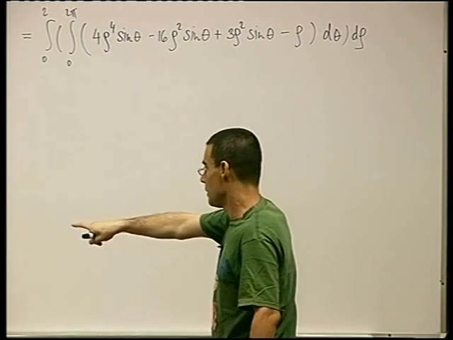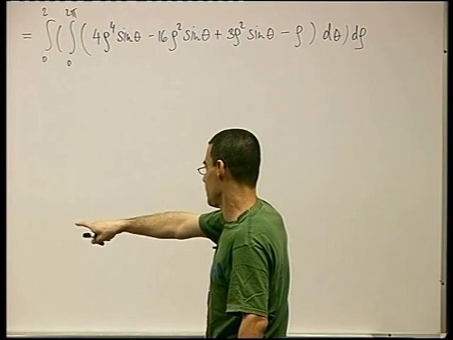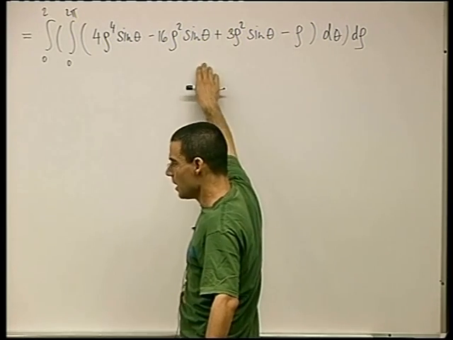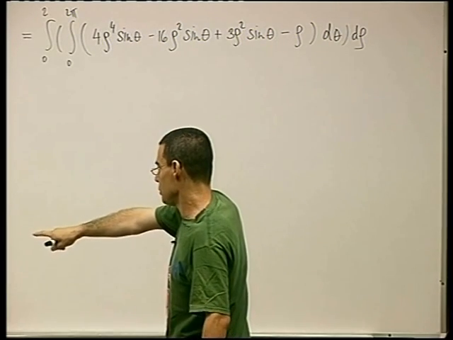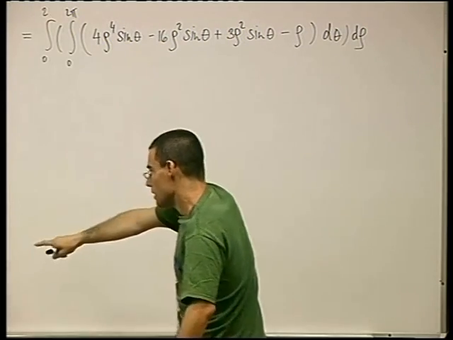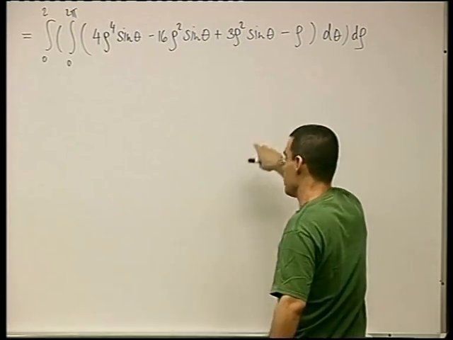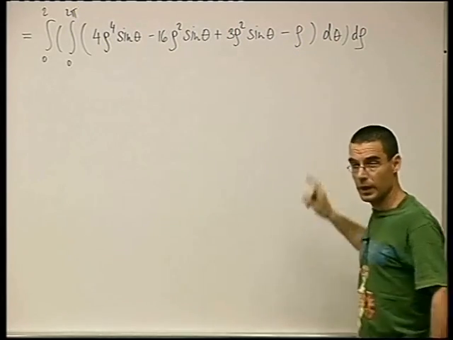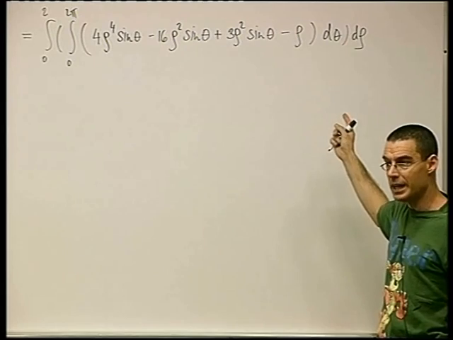So let's see. Minus 8 times 2 rho squared sine theta is this thing. And then plus 2 rho squared times 2 rho squared. So that's this thing. Then rho times 3 rho sine theta is this. And then rho times minus 1. Good. Everybody with me? Clear how I got it?